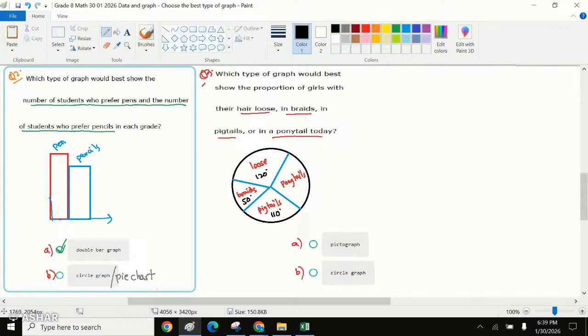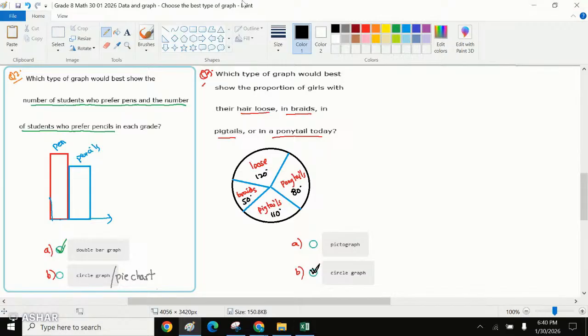Let me give a minute. Then the ponytails should be equal to, if you're using the circle graph, 120 plus 50 plus 110. Then this should be 80, right? Okay. So a circle graph was the best representation. Thank you for the answer.